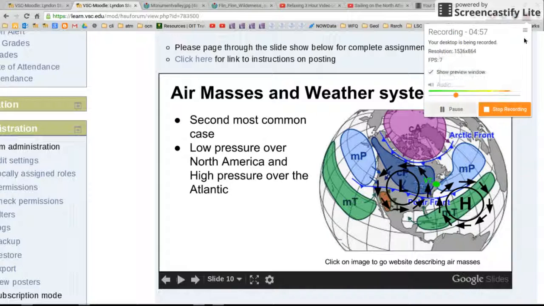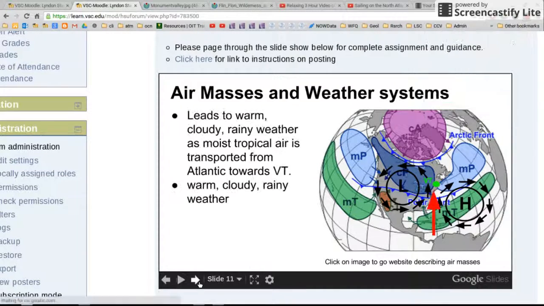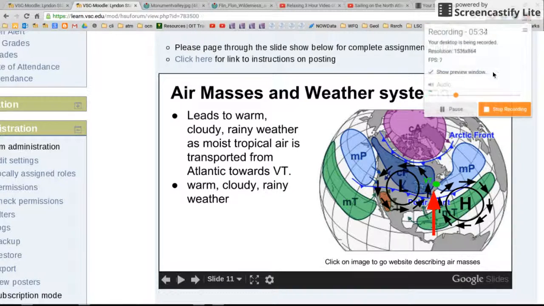The second most common type of pattern is this situation over here, where you have a low pressure center over the continent and a high pressure center off the coast here over the Atlantic. And you can see in between the two, you have sort of the southerly flow that brings this moist or marine tropical air mass into the region of Vermont. And that actually provides most of the precipitation that we see in the summer over the northeastern portion of the continent.